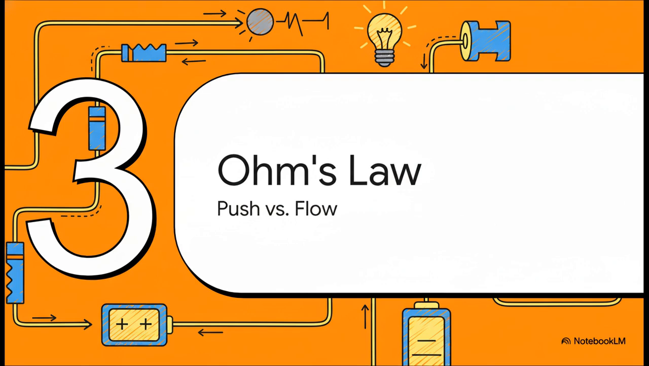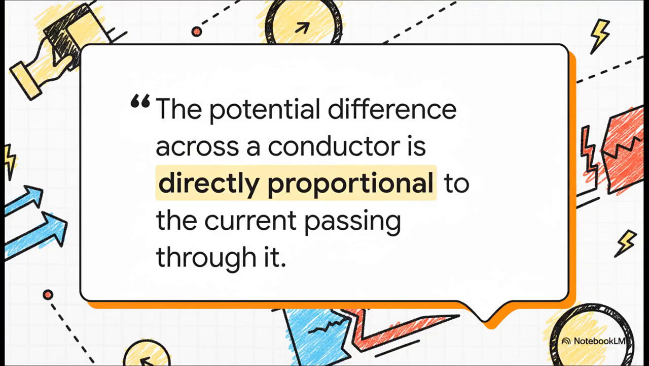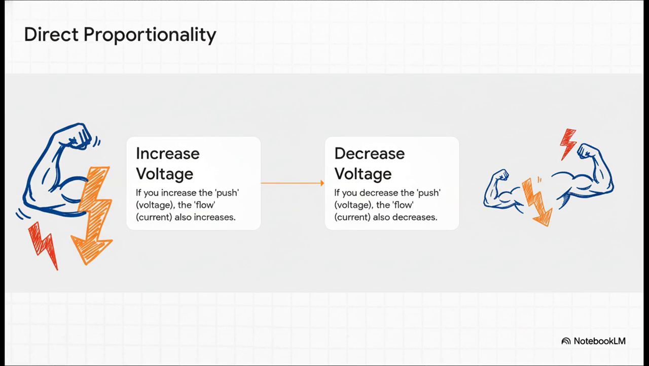Okay, so now we get the push. That's voltage. So let's look at this fundamental rule that connects the push to the actual flow of electricity, which we call current. And this is where the famous Ohm's law comes into play. This right here is Ohm's law, and it's probably one of the most important relationships in all of electronics. It describes this wonderfully simple and direct connection. Basically, the more push you apply, the more flow you're going to get. And this shows you exactly what directly proportional means in the real world.